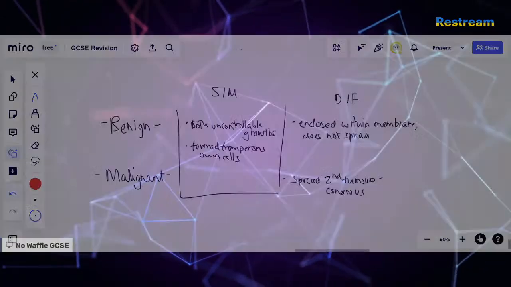Now let's move on to the next question. The next question is, name some risk factors of cancer. You can put them in the chat. What risk factors are there of cancer? What things cause cancer?